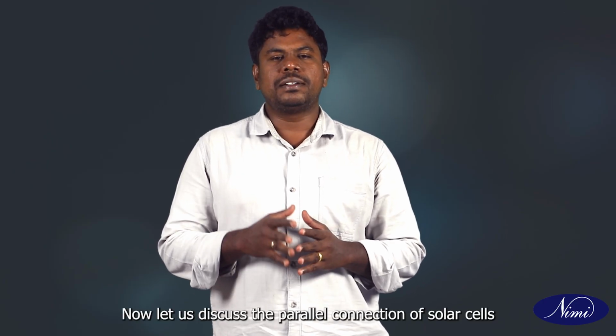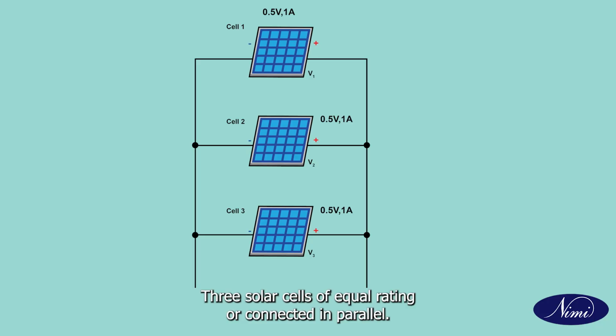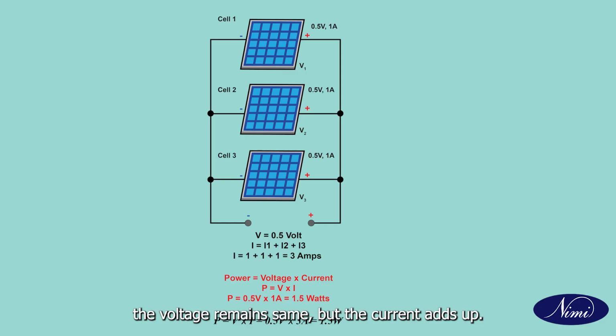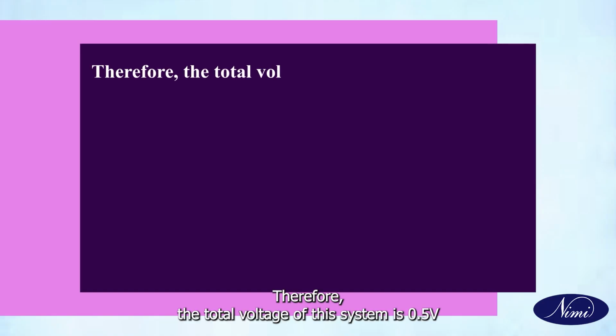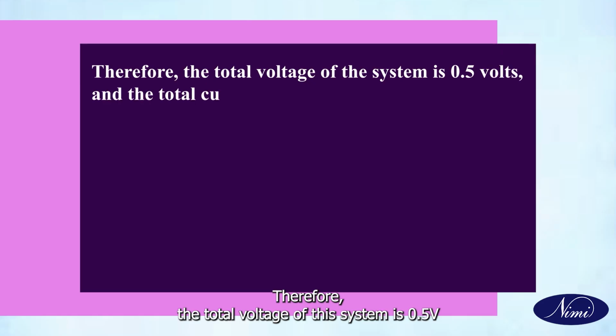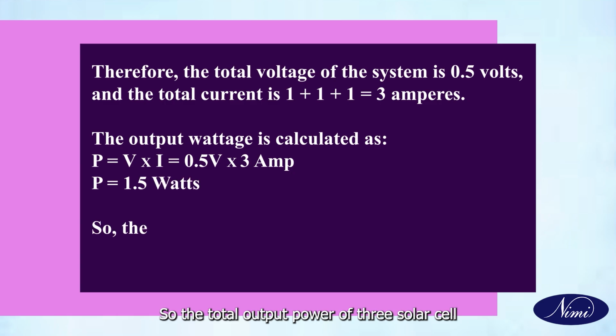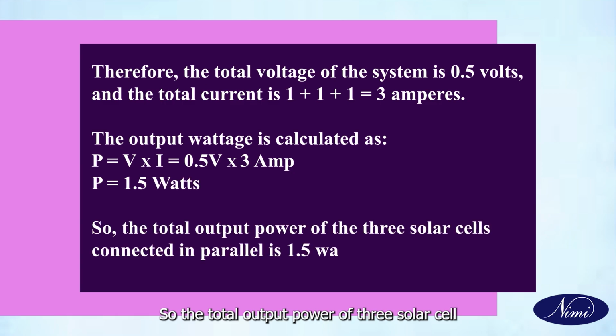Now, let us discuss the parallel connection of solar cells with an example. In the given picture, three solar cells of equal rating are connected in parallel. Each cell can produce 0.5 volt with 1 ampere. When these solar cells are connected in this way, the voltage remains the same, but the current adds up. Therefore, the total voltage of this system is 0.5 volts and the total current is 3 ampere. So, the total output power of three solar cells connected in parallel is 1.5 watts.